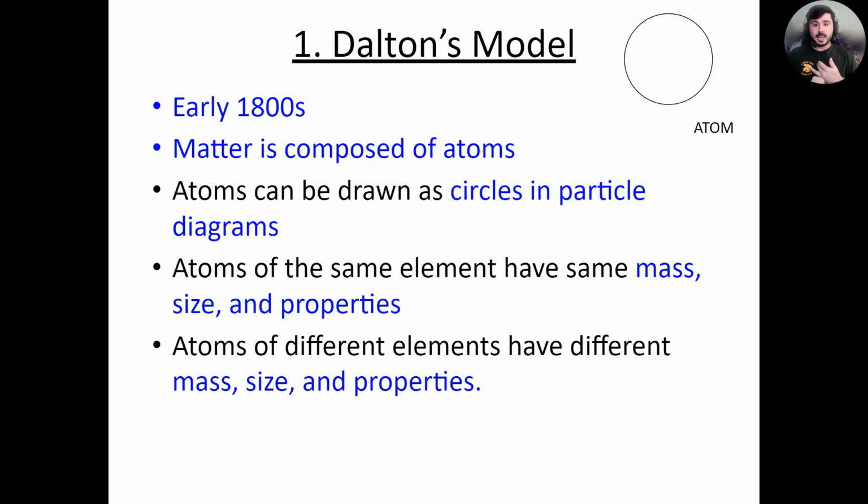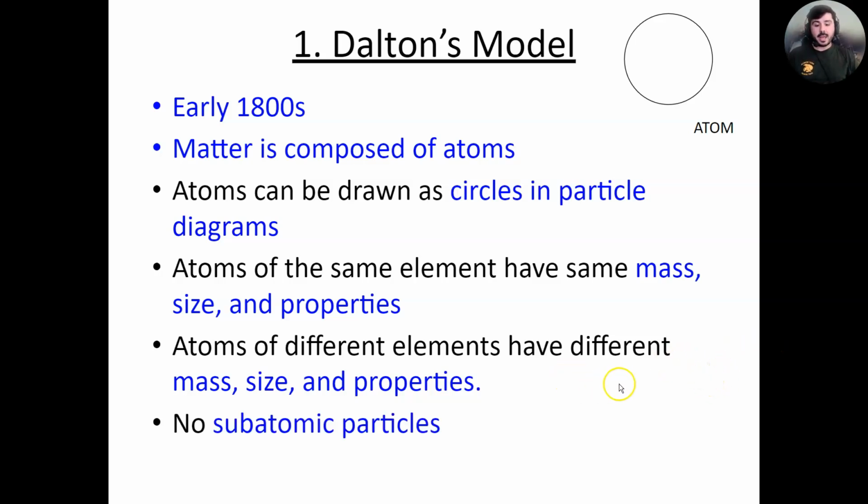Look, so for example, if you think about the element copper, the atoms that make up the element copper are not going to be the same as those that make up the element silver, right? Looking at silver versus copper, they're two totally different substances, right? So the atoms that make up those two things are very, very different. They have a different mass, different size, different properties.